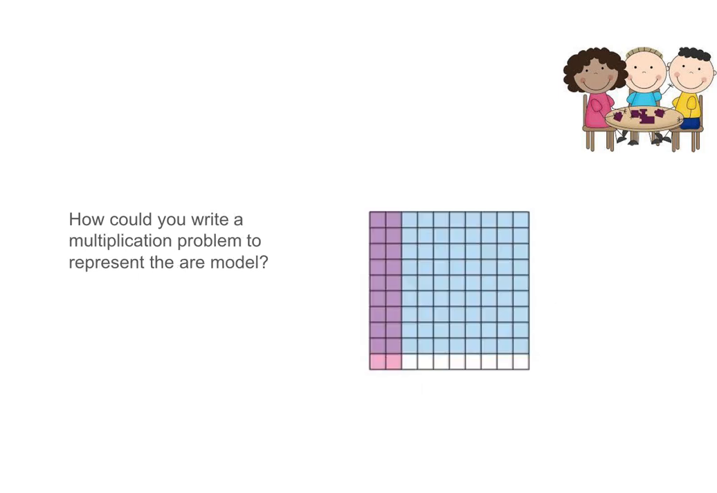How could you write a multiplication problem to represent this area model? A couple different ways that you could have done this. This was also done in class. Looks like we have 3/10, which is 0.3, and then we have 9/10, which is 0.9. Or, of course, you could have written it as fractions: 3/10 times 9/10.